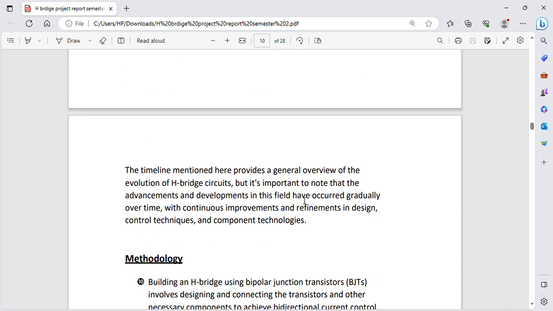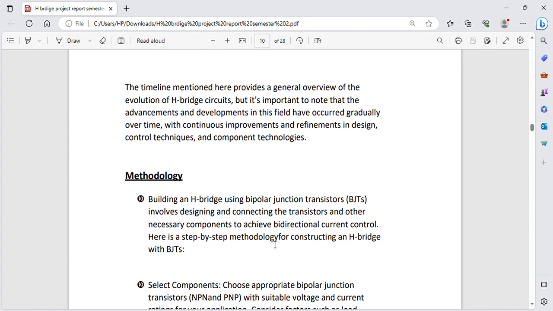This timeline provides a general overview of the evolution of H-bridge circuits, which are still under development, but it's important to note that the innovations and developments in this field have occurred gradually over time, with continuous improvements and refinements in design, control techniques, and component technologies.